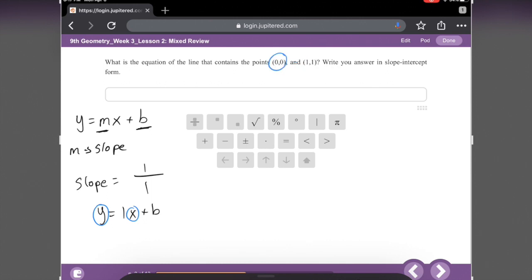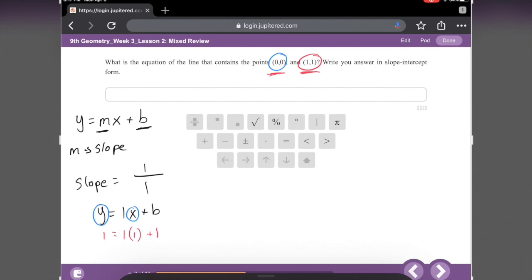Okay, we could use either of these coordinate pairs, and we'll get the same b value, no matter which pair we use. So I guess it would be easier to use 0, 0, but let's use 1, 1 instead, just to see that we could do it if we wanted to. Okay, I'm going to substitute in 1 for y and 1 for x.